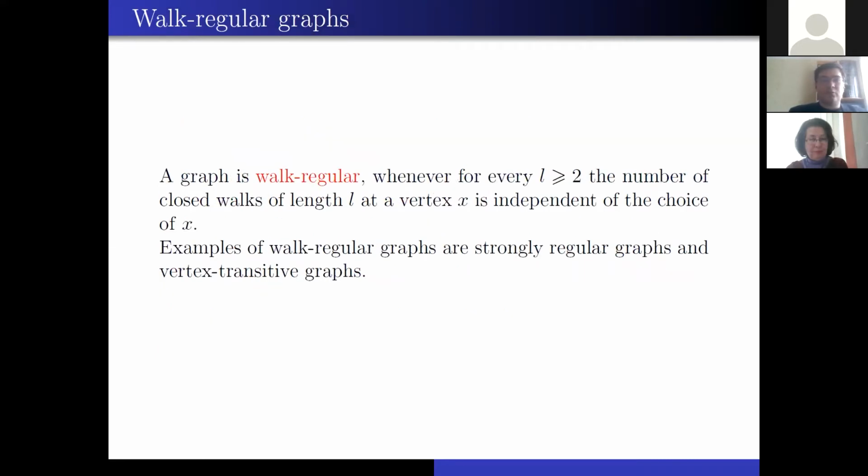And one little definition before we talk about enumeration. A graph is called walk regular if for every L, the number of closed walks of length L at a vertex x is independent of the choice of x. Examples of walk regular graphs are strongly regular graphs and vertex transitive graphs, but they are not bounded by only strongly regular or vertex transitive graphs.